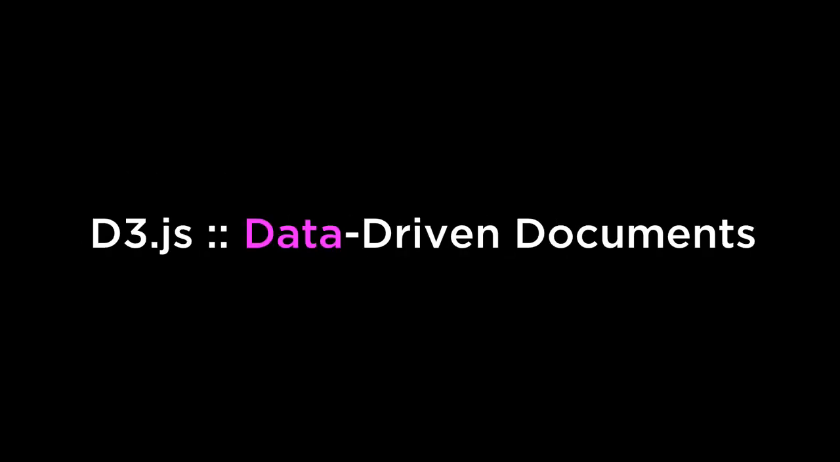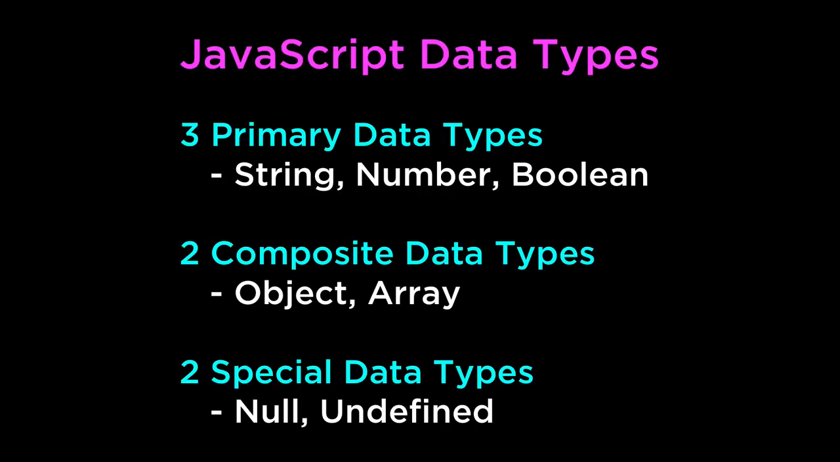JavaScript data types. D3.js is a JavaScript library for manipulating documents based on data. The keyword being data. For the most part, people use D3.js to do data visualizations, the keyword being data. Being that JavaScript is the language of choice for developing in D3.js, let's learn about the 7 different data types available in JavaScript. JavaScript data types can be broken into 3 main categories.